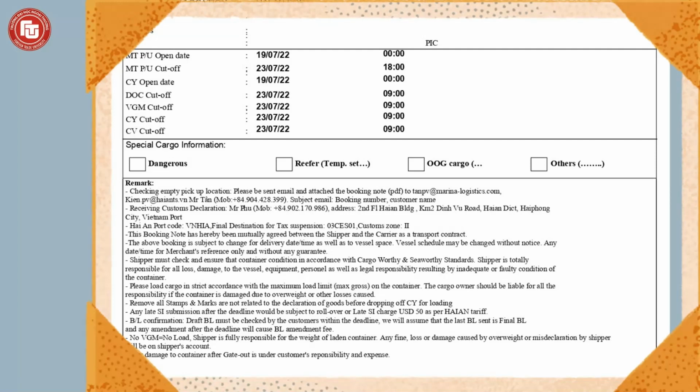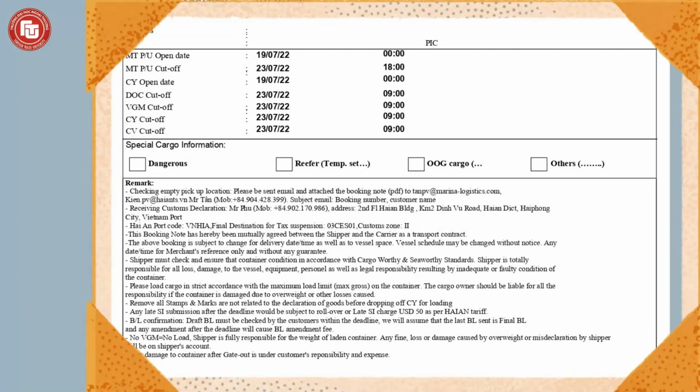The document cutoff time, the deadline that the exporter must send the BL instruction, including container number, weight, and commodity, to the shipping line, is 9 a.m. on 23rd July 2022. Verified gross weight cutoff time. This is the deadline that the exporter needs to send the container weight sheet to the shipping company. If it is not sent on time, the shipment will not be able to make BL on time.